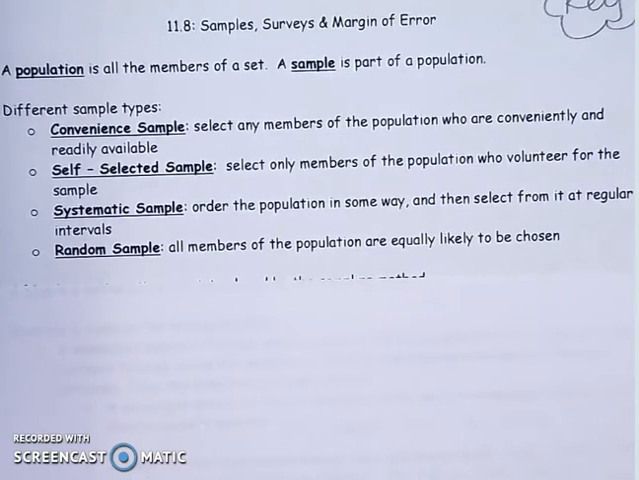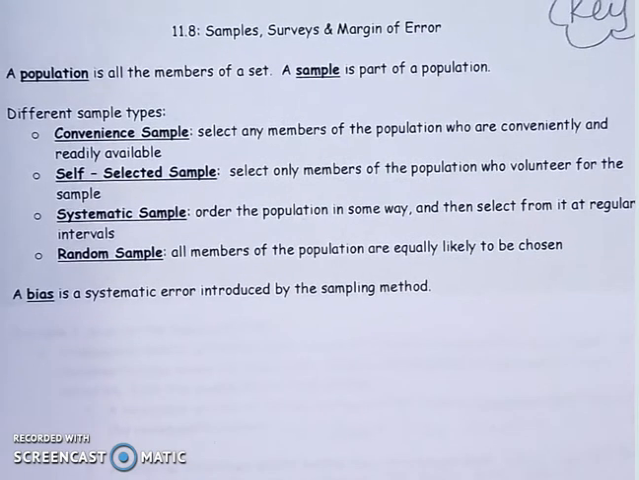A systematic sample is when there's an order of a population in some type of way. Meaning if I get the school list of everybody in the school and I pick every 10th person to talk to, that's a systematic sample because there's an actual order to it. Random is that it's just completely random, pulling names out of a hat type sample.